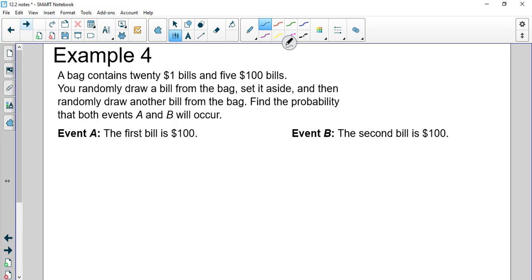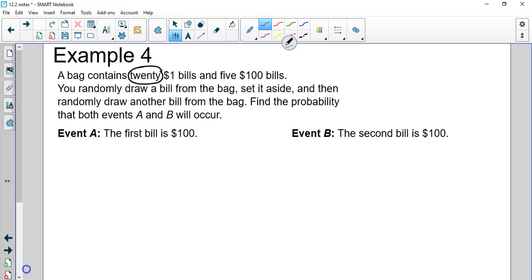Okay, now in example 4, we've got a bag containing 20 $1 bills and 5 hundreds. You randomly draw a bill from the bag and set it aside. This is a dependent event, because once you set it aside, the numbers change. Find the probability that both events A and B will occur. First off, the first bill is a $100 bill.